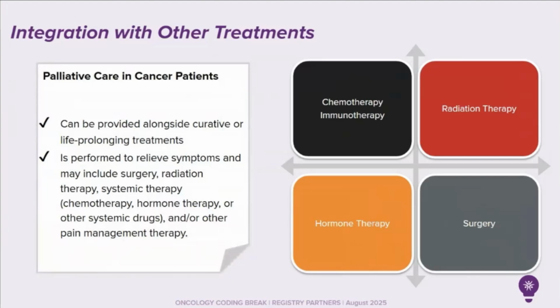Palliative care can be provided alongside curative or life-prolonging treatments and is performed to relieve symptoms and may include surgery, radiation therapy, systemic therapy like chemotherapy, hormone therapy, or other systemic drugs, and/or pain management therapy.